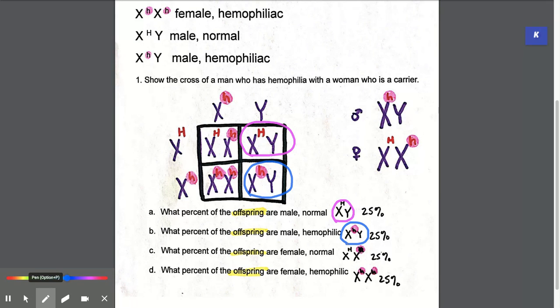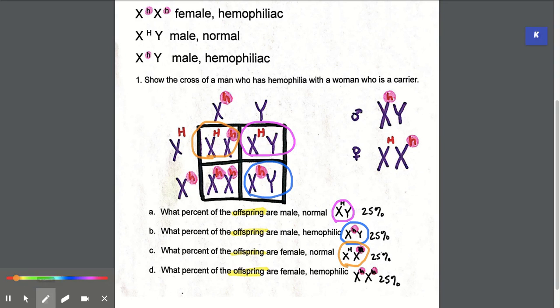In C, it asks about a female that is normal. Okay, so what percent of females will be normal? Well, this is our female side, and this is our normal female. Even though that female is a carrier, she is going to present as not having hemophilia. This is that individual, and sorry, my marker kind of bled through a little bit there.